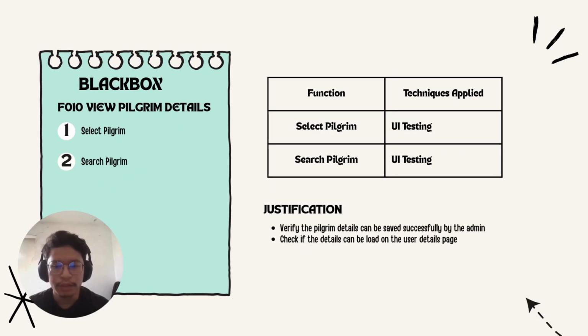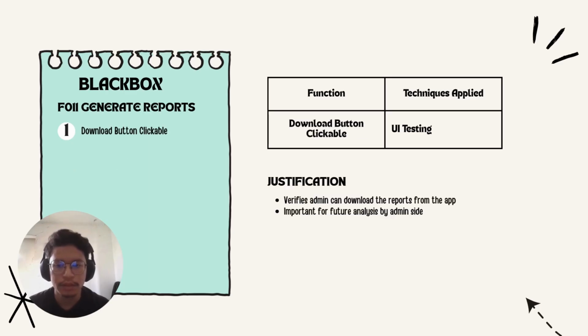For F10 view pilgrim details, there are two tests that have been done, which are select pilgrim and search pilgrim. Both of these tests use the UI testing technique. For the last feature in the black box testing, F11 generate report, basically for this testing, we test whether the download button of the report is clickable or not. And this test uses UI testing.